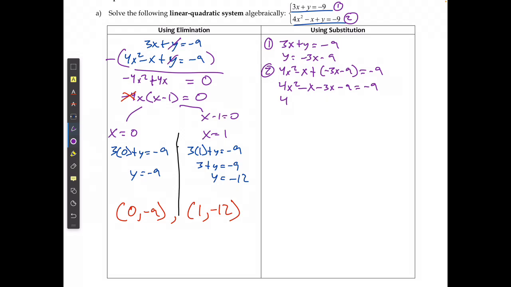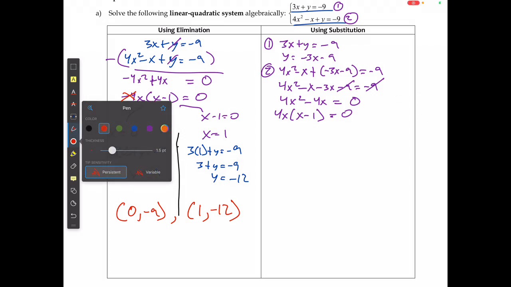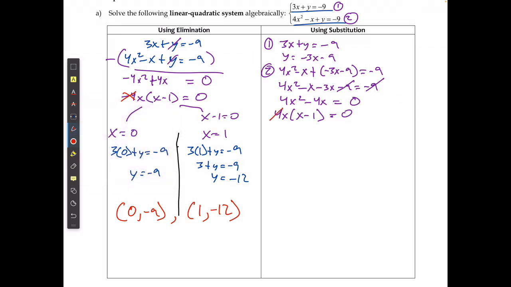I'm going to move everything to the left-hand side. 4x squared, well, the -x and -3x give me -4x, -9, and when I move the -9 from the other side across and add 9, they're just going to cancel each other out, and I'm just going to be left with equals 0. And I can factor this down and say that they have a common factor of 4x and x minus 1. And just like we saw in the last case, that 4 isn't going to change things, and I'm going to have two factors, x is equal to 0, or x minus 1 is equal to 0, which means that x is going to equal 1.